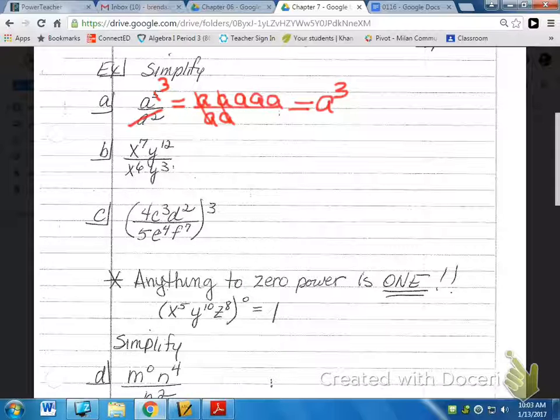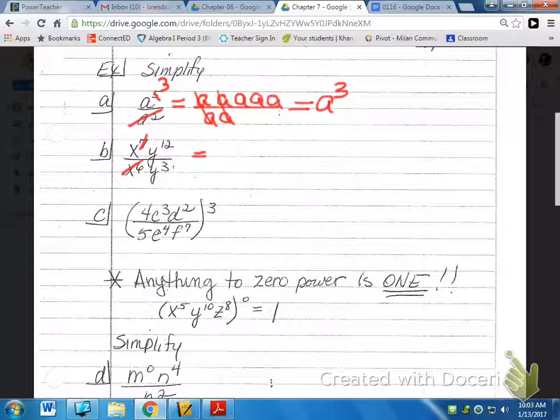Okay? So let's look at B, and if somebody wants to help with this one, that'd be great. x to the 7th, y to the 12th, over x to the 6th, y to the 3rd. So Jared, let's start with the x's. What can I cancel out? How many of them can I cancel out? Yeah, so that means all of these would be gone, and my 7 on top would become a 1. So there is going to be just x to the 1.